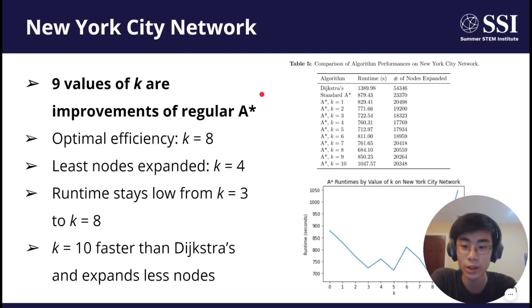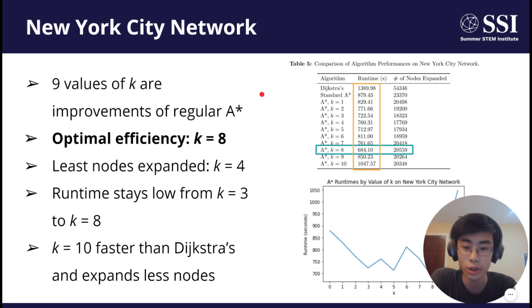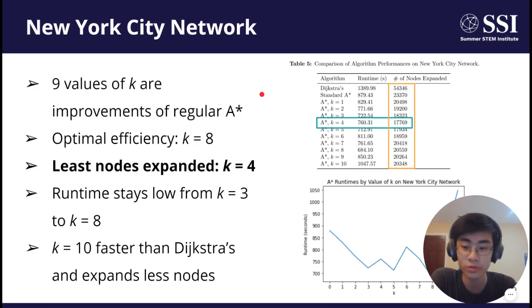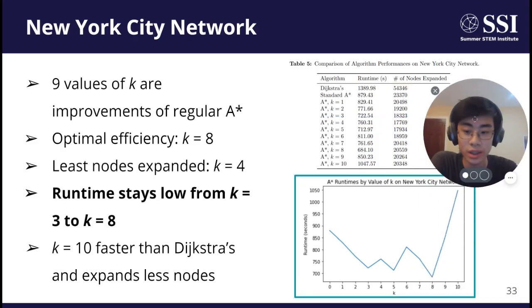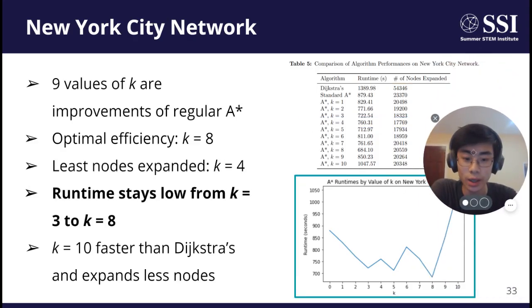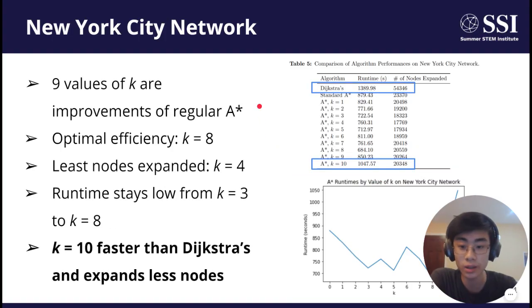And finally, we get to the largest of the three, the New York City network, and here we find that 9 different values of k are improvements over standard A-star. Here, the optimal efficiency occurs when k equals 8, and the least number of nodes are expanded when, again, k equals 4. Here, the graph shows that the runtime stays relatively low between k equals 3 to 8. And unlike the previous two networks, A-star with k equals 10 is faster than Dijkstra's while also expanding fewer nodes.